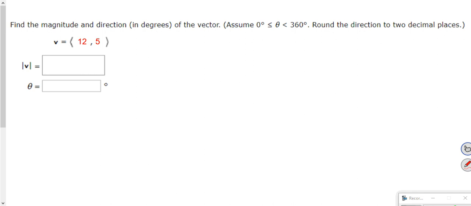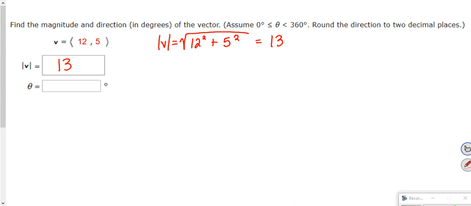Now find the magnitude and direction in degrees of the vector, same exact problem. Okay, so first of all, magnitude, I'll try not to screw it up this time. Square root of 12 squared plus 5 squared. Okay, 12 squared plus 5 squared. This is the 13. This is what I looked at on the previous problem and wrote down the wrong number. So 5, 12, 13 is one of those Pythagorean triples.